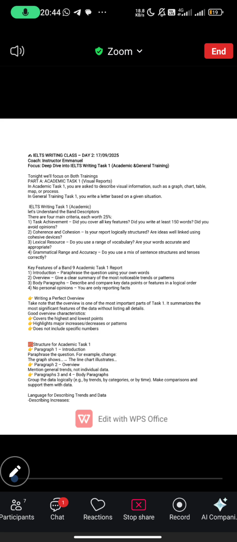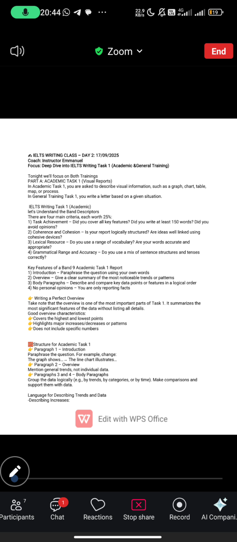Then describe and compare key data, right? Like you're comparing. You can split the graph information into two, like if it's 6 months, split it into two, January to March, then April to June. If there are 6 persons, the first three, the second three, the first three for the first detailed paragraph, the last three for the last detailed paragraph. You can do that splitting.